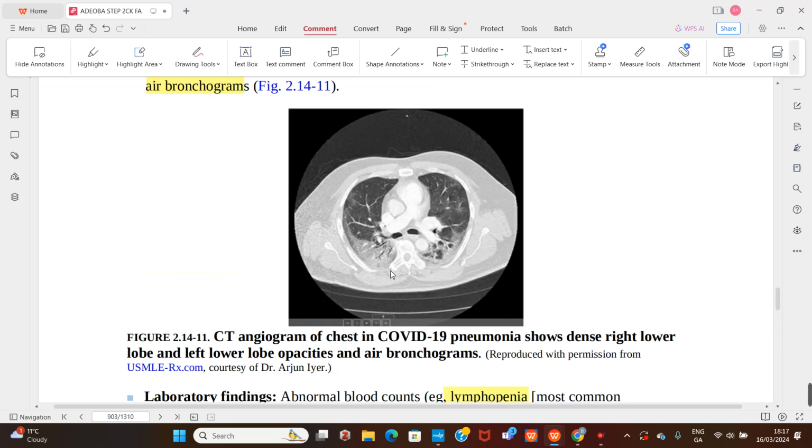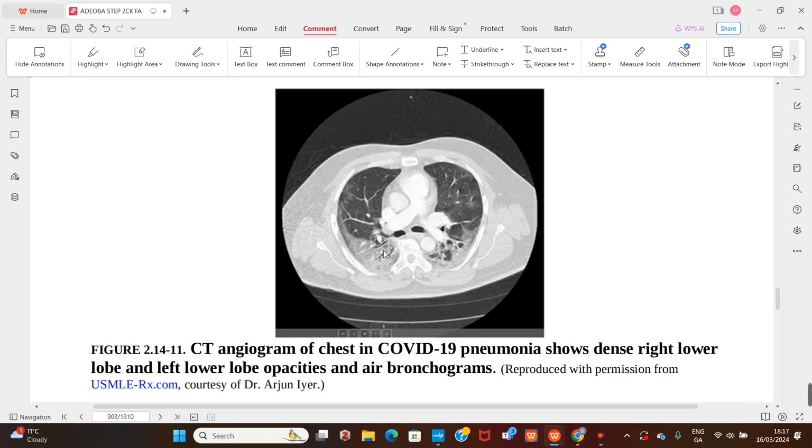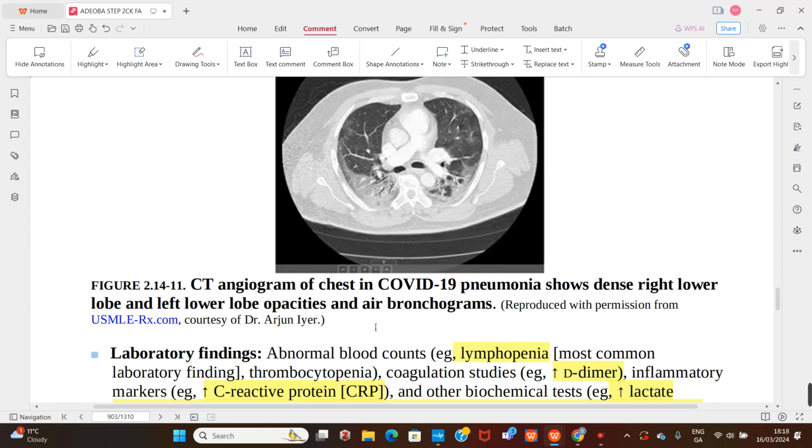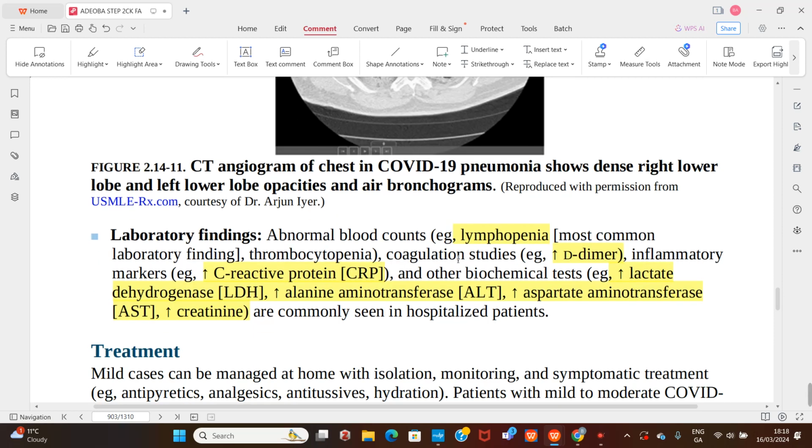So just like we have here, CT talking about the consolidation, and we can see the airway bronchogram. This stuff that looks like tubes, these are the airway bronchograms. So it's like showing air-filled bronchial cavities being enhanced by the surrounding parenchymal opacity. So airway bronchograms are good features of COVID too. So the dense, right lobe opacities with the airway bronchogram, you see them in people with COVID.